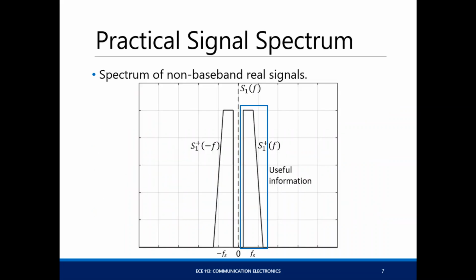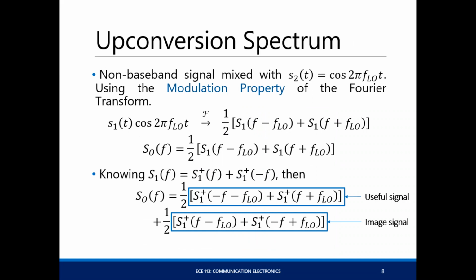In essence, it's this one. So this is just an example. Let's say it's a speech signal from 200 hertz to 4 kilohertz. So if we try to upconvert that using the modulation property of the Fourier transform, this output will become this equation right here, and S naught of f is this equation.